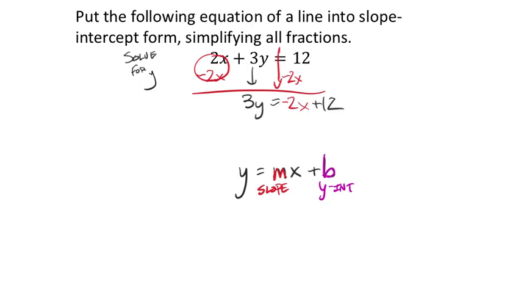Now this is pretty close to slope-intercept form. The only difference is this is a phantom 1 and this is a 3. So to change that into slope-intercept form, I will divide all the terms by 3, which would leave me with just 1y equals negative 2/3 x, and then 12 divided by 3 would be positive 4. And this right here is our slope-intercept form. So could you use this to graph? Yeah, you got your y-intercept and you got your slope.